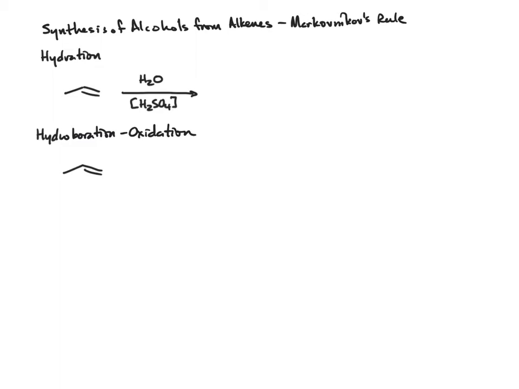Hydroboration oxidation is a two-stage process that happens in one reaction flask. The first set of reagents that is added is borane THF, with THF as the solvent. The second stage, hydrogen peroxide with sodium hydroxide and water, is then added.